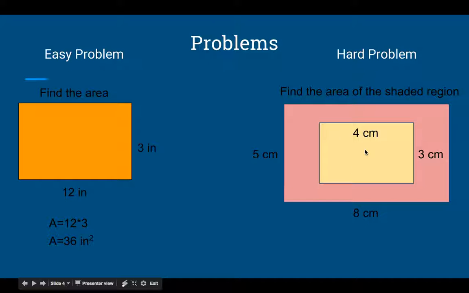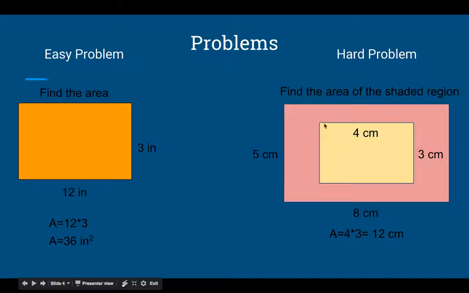Alright, so now let's try a hard problem. Find the area of the shaded region. Okay, so pretty much we're just gonna find this outer part. And to do that, we're gonna have to find the area of both of these shapes. First we're gonna find the area of this rectangle on the inside, which is gonna be A equal to 4 times 3, which is equal to 12 centimeters.